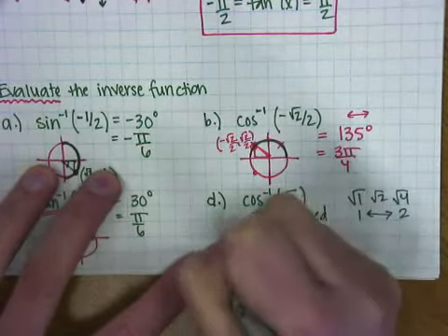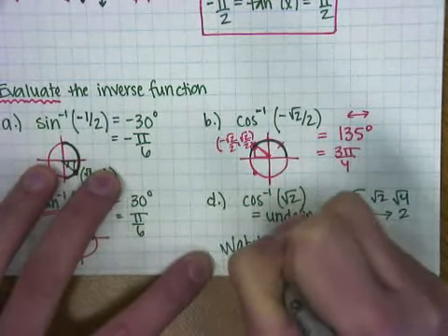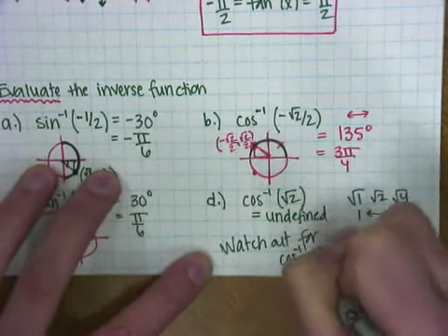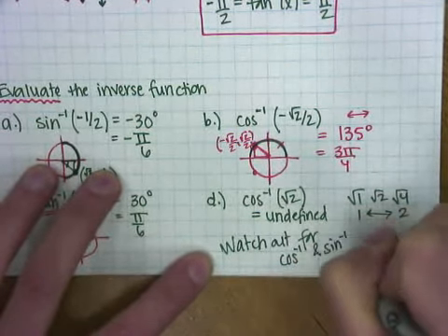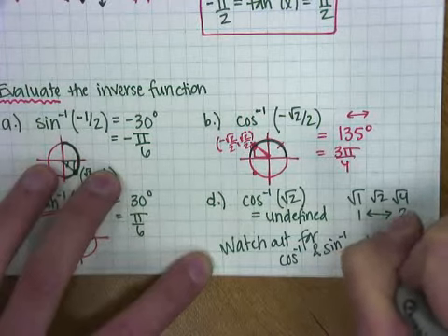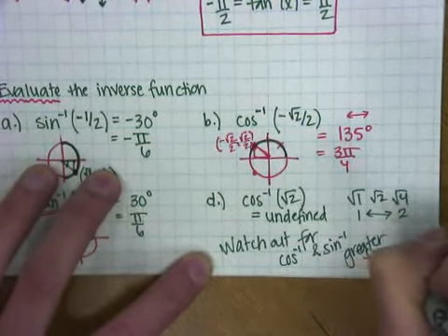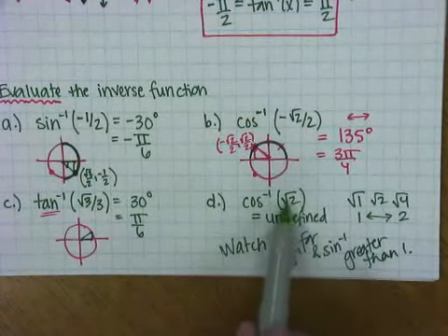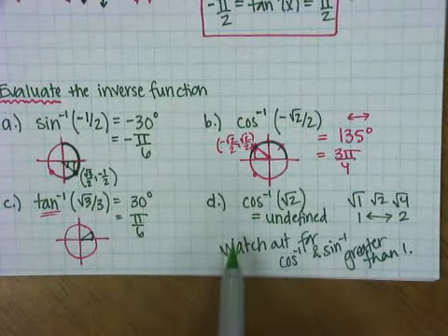So you have to watch out. Go ahead and put that in your notes. Watch out for cosine inverse and sine inverse of anything greater than 1, because you can't do that. It's not going to be possible. If this thing in here is bigger than 1, it's always going to be undefined.